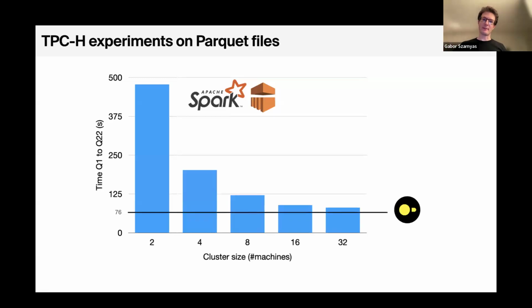But if you keep increasing the number of Spark nodes, it actually never catches up with DuckDB, plainly because the overhead introduced by the distributed communication is just too high. So you end up in situations where you run 32 Spark instances, and it's still slower than a single node DuckDB on one of those instances.